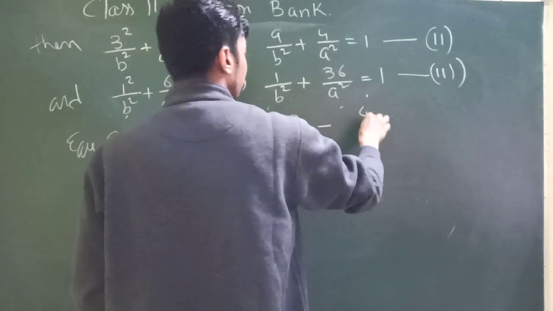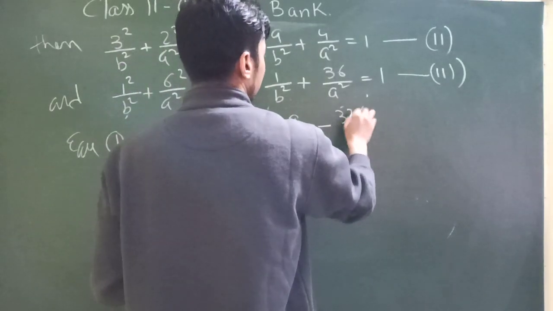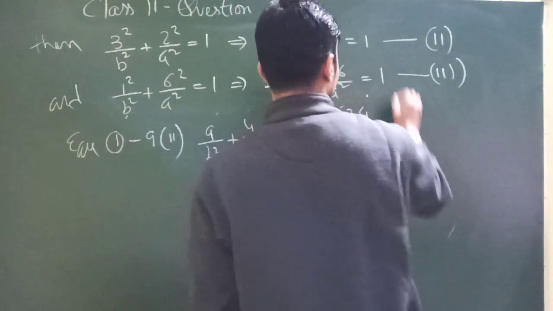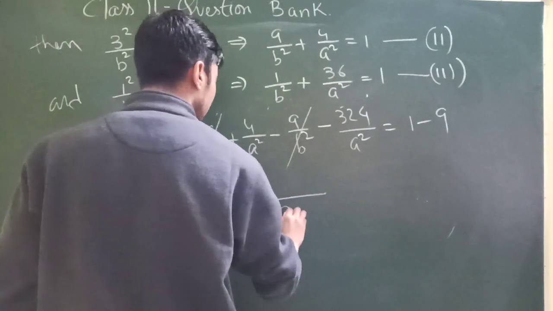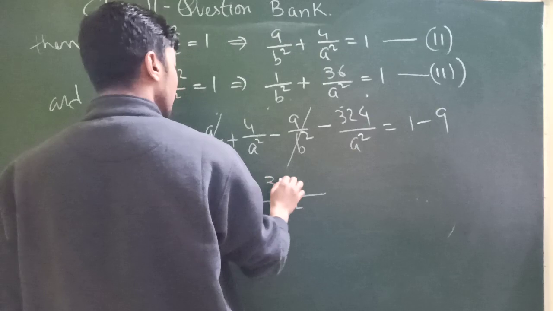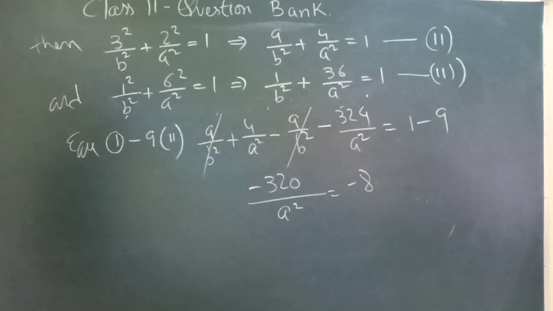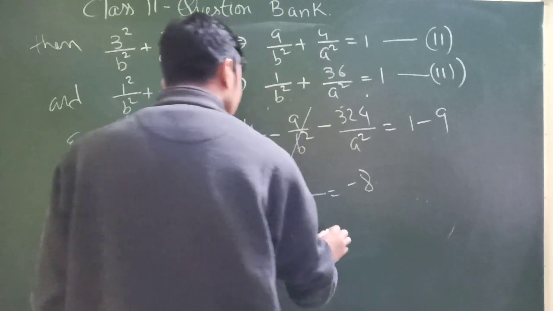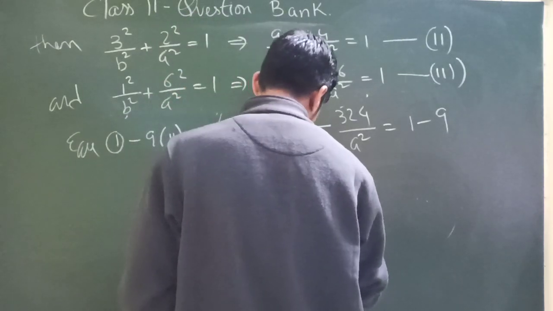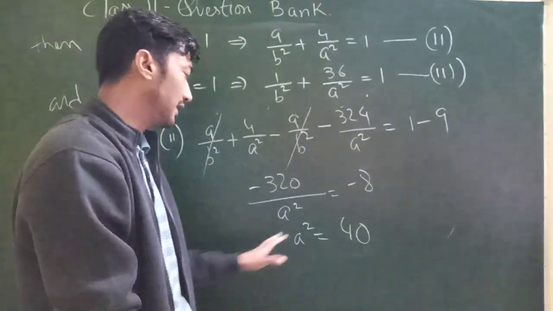Minus 9 6s are 54, 5 left, 9 3s are 27, 28, 9 30 is 132, 32 by a squared. 1 minus 9, so 9 by b squared, so we have a common LCM, a squared, 4 minus 324, that's minus 320, minus 8. So definitely a squared will be 320 divided by 8, 4 8s are 32, so a squared is 40. I'll keep a squared as it is, as 40.